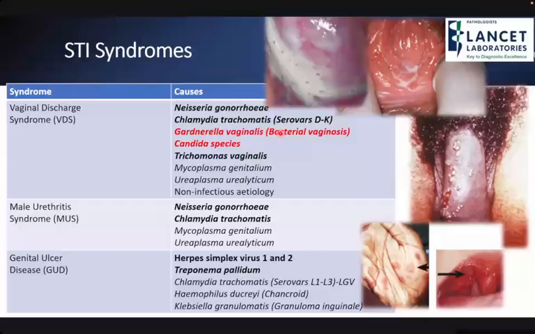This is a gram-negative diplococci. Chlamydia trachomatis is a gram-negative organism, but it usually doesn't have a cell wall, and it's difficult to culture this organism. Other causes include Gardnerella vaginalis, which causes bacterial vaginosis, Candida species, so your Candida albicans mostly, and your non-albicans Candidas. Trichomonas vaginalis, which is a parasite, Mycoplasma genitalium, Ureaplasma urealyticum, and other etiologies such as allergies and autoimmune diseases.